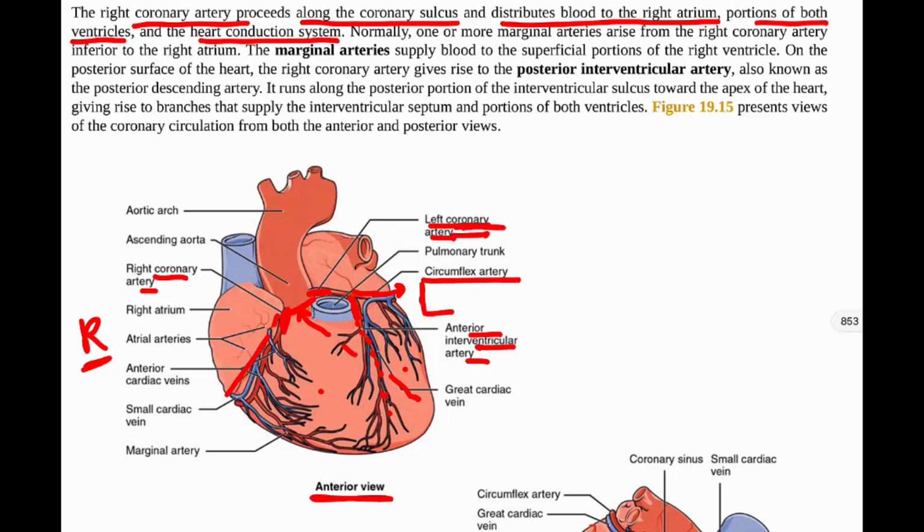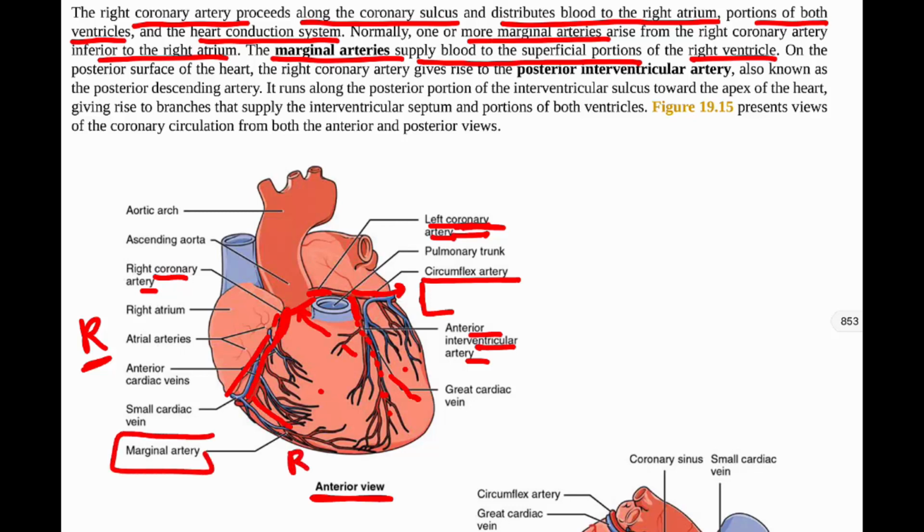So normally one or more marginal arteries arise from this right coronary artery inferior to the right atrium. A marginal artery, then, is one that supplies blood to the superficial portions of the right ventricle. And you can see that. Let's look at the illustration. So again, we have our right coronary artery here going along the sulcus. And then you can see coming off of here, feeding our right ventricle, are our marginal arteries. So these branches are going to be marginal arteries that are feeding that right ventricle.